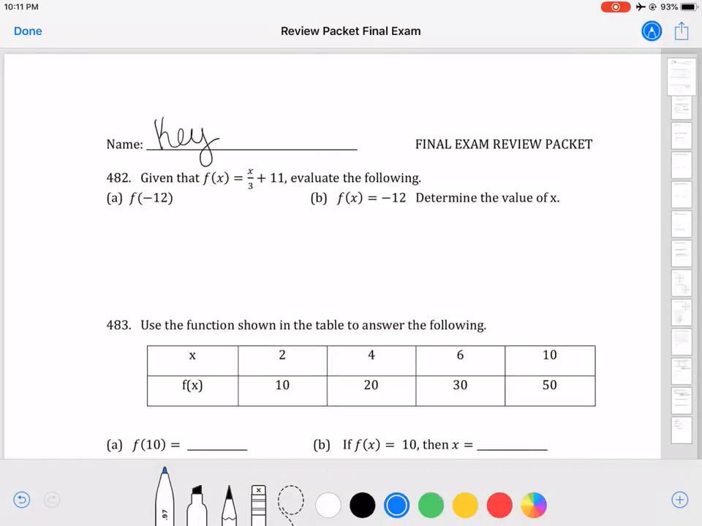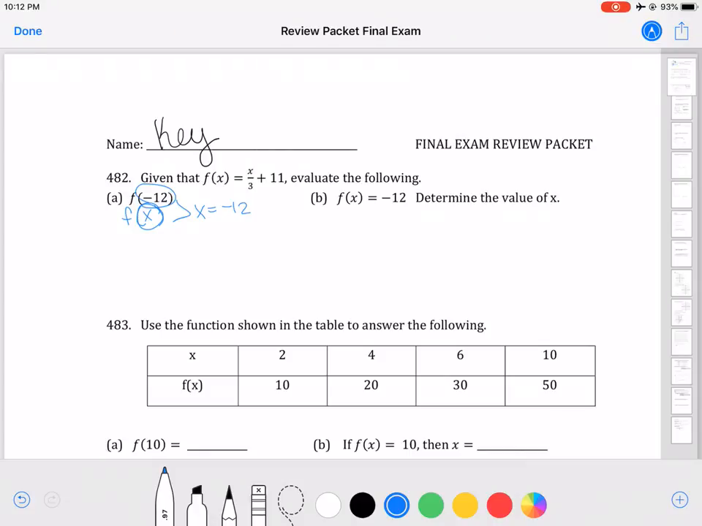So the final exam review packet, starting with question 482. Given that f of x, how that's read, is equal to x divided by 3 plus 11, evaluate the following. So part A is saying f of negative 12. Keep in mind that that's coming from a standpoint of f of x. So this x and this negative 12 are in the same spot in that function notation. So even though it's not directly telling you, it is telling you that x is equal to negative 12.